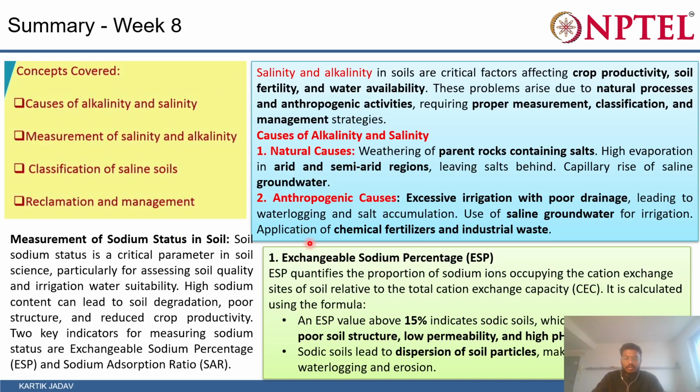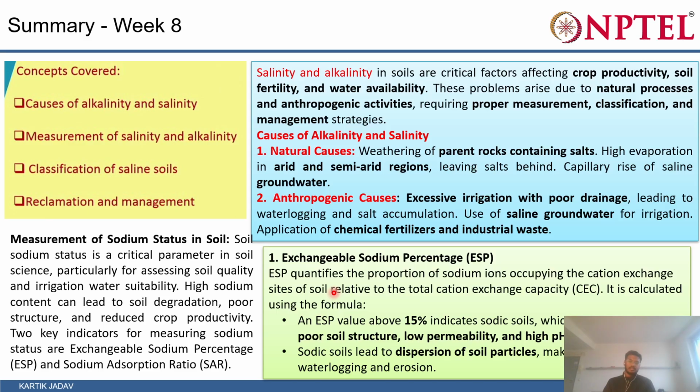The first one that we have talked about is exchangeable sodium percentage, that is ESP. ESP quantifies the proportion of sodium ions occupying the cation exchange sites of soil relative to the total cation exchange capacity. It is calculated using a formula, and an ESP value above 15% indicates sodic soil. It means more sodium content, which is associated with poor soil structure, low permeability, and high pH. Sodic soil leads to dispersion of soil particles, making them prone to waterlogging and erosion.